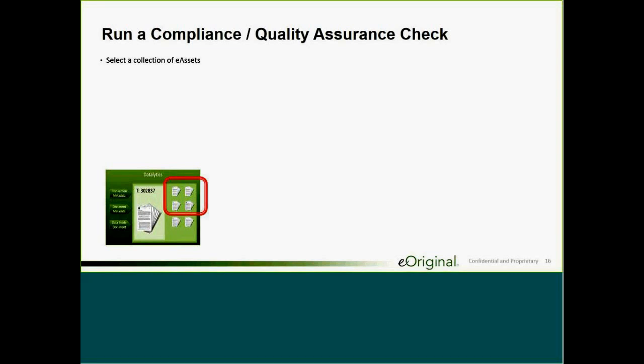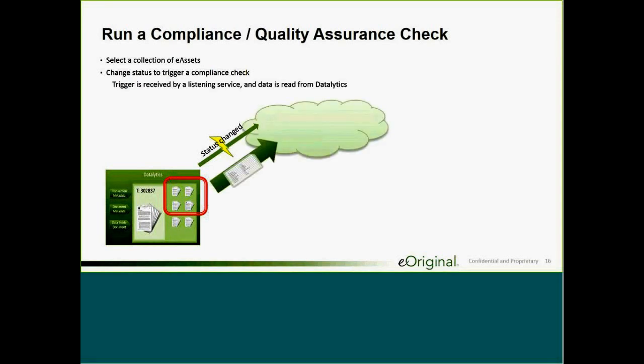So we have a selection of assets here. We're going to select those, and in this example, we're going to change the status of those transactions, and then we'll trigger automatically a compliance check. So as we change the status, that trigger is transmitted automatically by the system to a service that's listening for that event. So from that point, we've communicated to an external system which assets it needs to pay attention to, and it is able to then read that information directly from Datalytics.